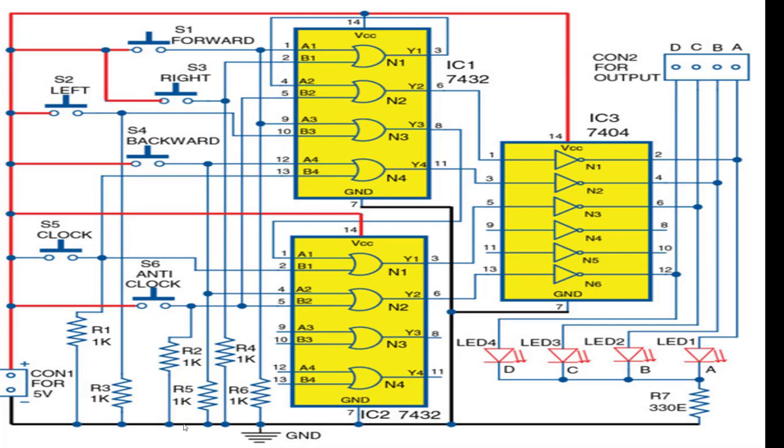Now here we have used LEDs in our circuit, because the output which we get, we are going to test through the LEDs. As we press switch 1, LED 2 and LED 4 are on. So accordingly we can check whether our circuit is working properly or not. So now let's see the truth table for this circuit.